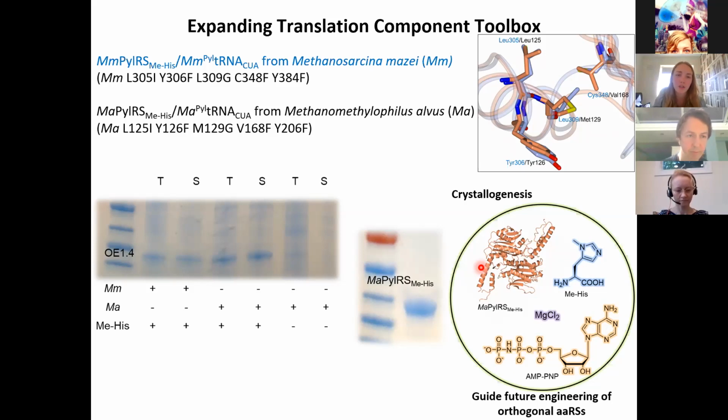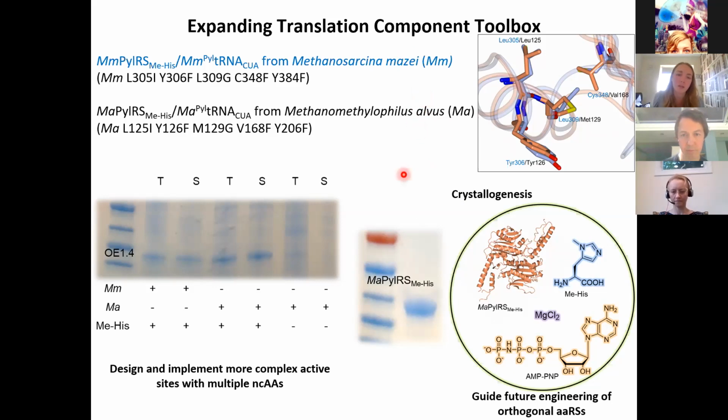Also, I mentioned that these 2 systems are mutually orthogonal. That means they can work together in a single protein to incorporate 2 different amino acids. So you could imagine using the Alvus system to incorporate our methyl histidine, and this then frees up the MASI system to incorporate a new amino acid. So we can think of designing more complex active sites containing more than one non-canonical amino acid. And so that's all I want to talk about today.